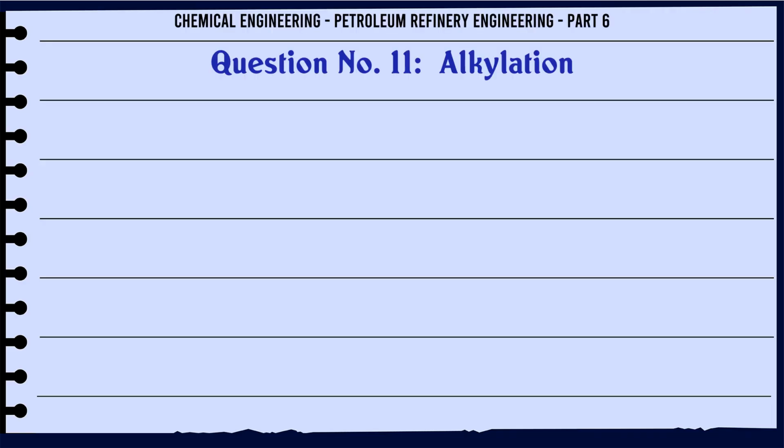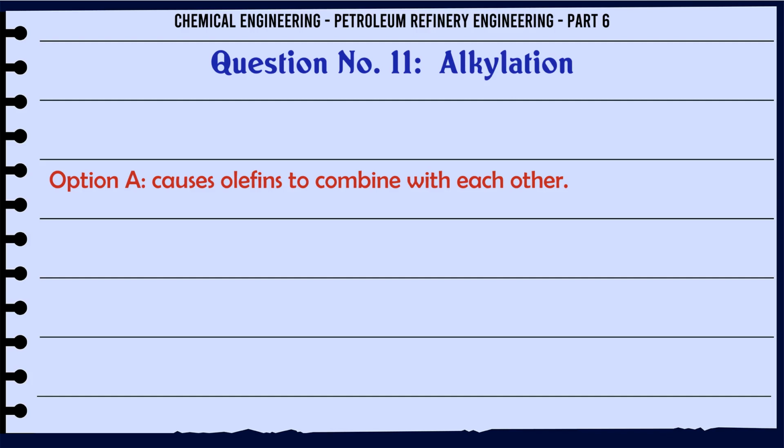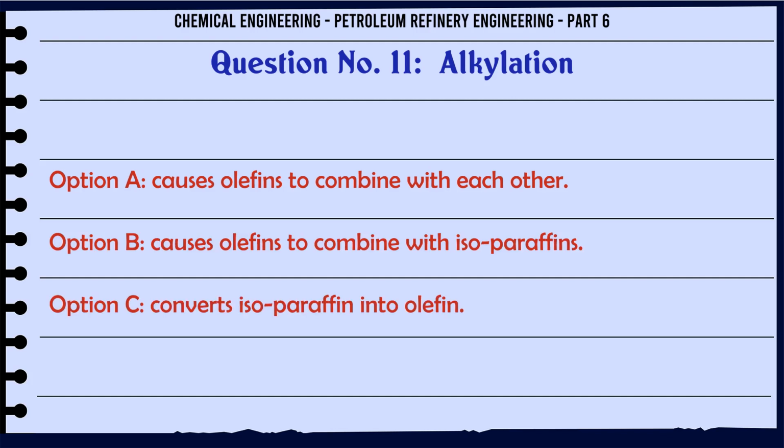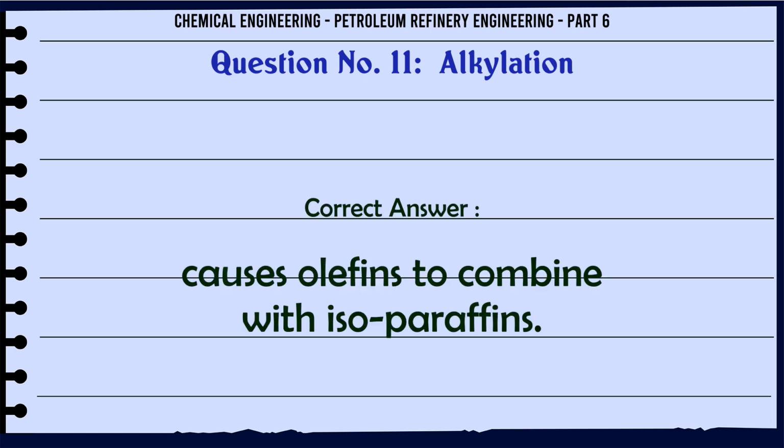Alkylation. A. Causes olefins to combine with each other. B. Causes olefins to combine with isoparaffins. C. Converts isoparaffin into olefin. D. Converts olefin into paraffin. The correct answer is causes olefins to combine with isoparaffins.